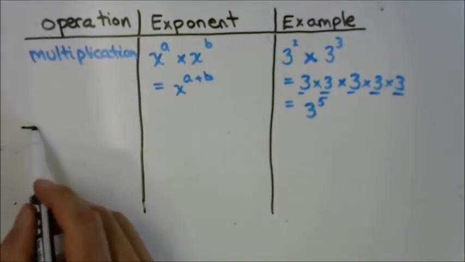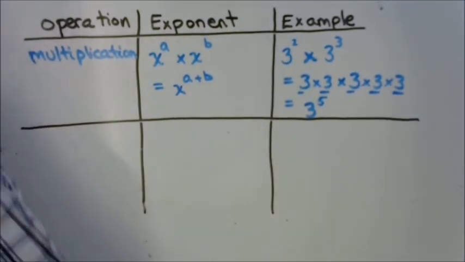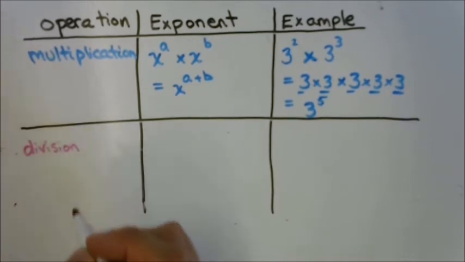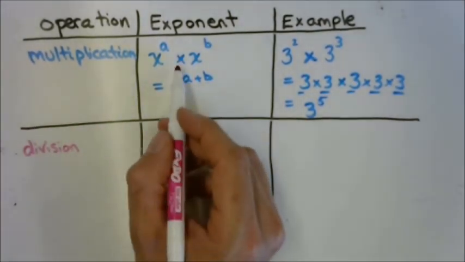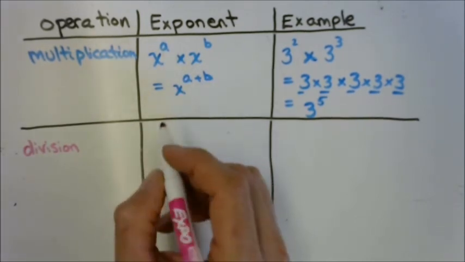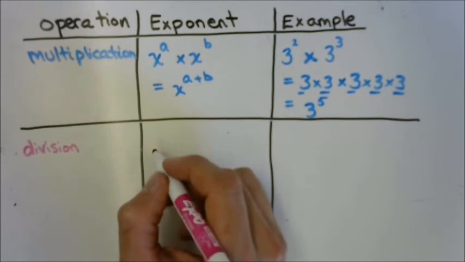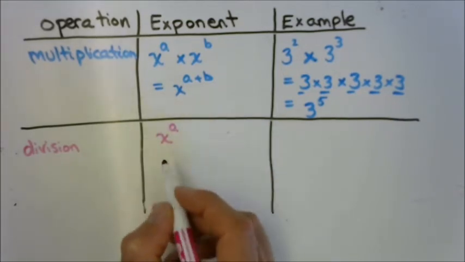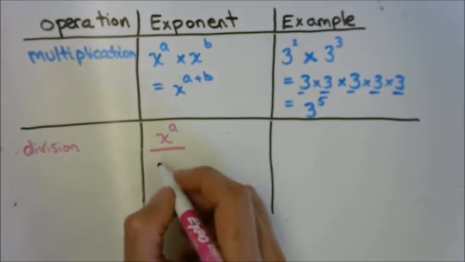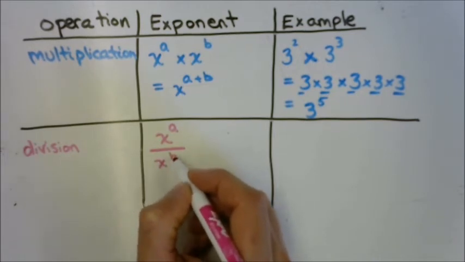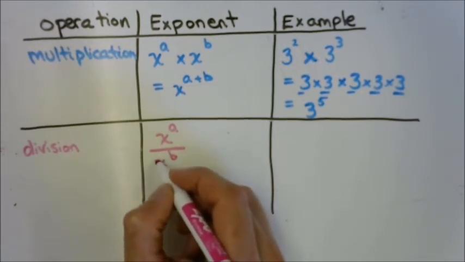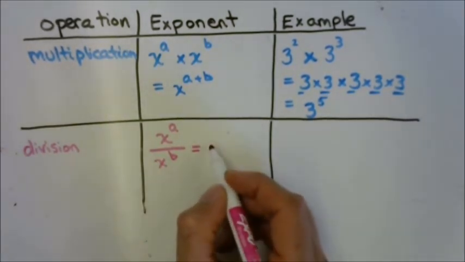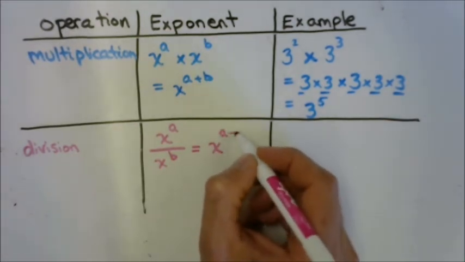The next operation that we're going to look at is division. In general terms, just like multiplication is adding the exponents, in division we subtract the exponents. So let's say we had a situation where we have a power on the top, let's say x to the power of a, and it's being divided by x to the power of b. This is the same as saying x to the power of a minus b.